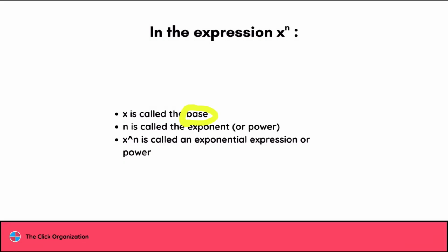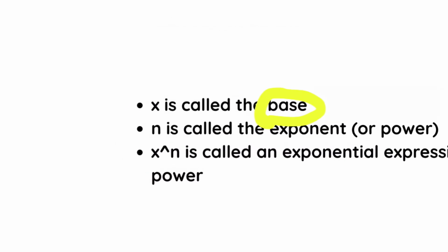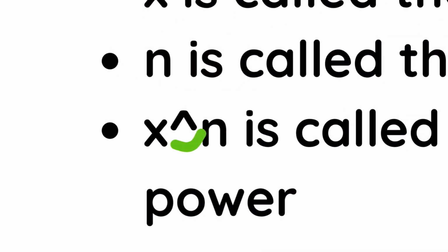Normally they call it power. And x to the power of n is called an exponential expression or power. You can just call it power. And also, take a look at this. We have x to the power of n with this symbol. Whenever you see this symbol, it is the symbol of power. So please keep that in mind, okay? Now let's go for examples.